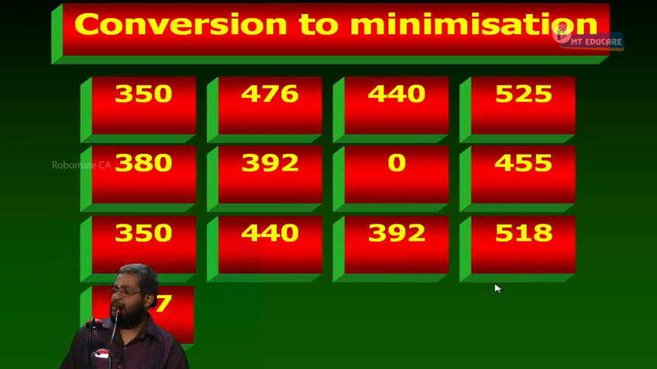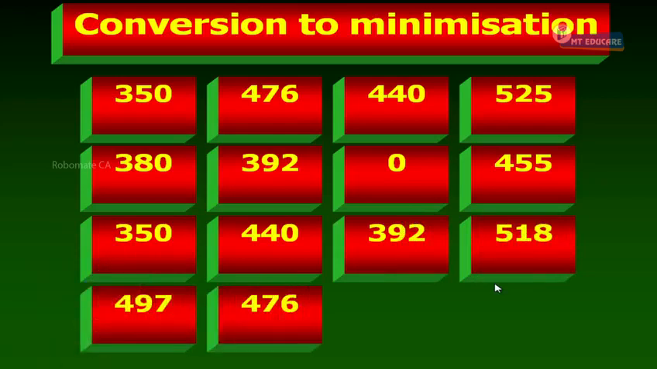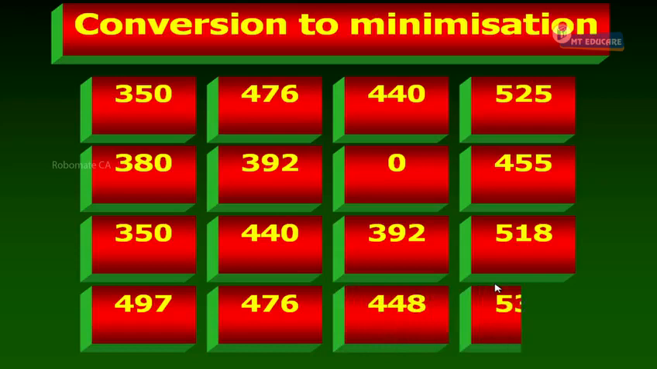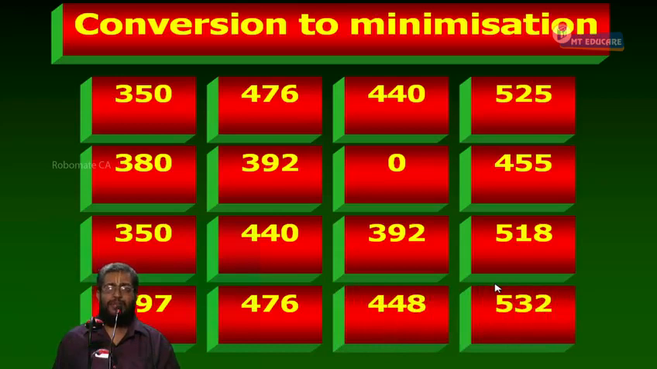Last it is 497, 476, 448, 532. What I did, I took the highest number in the entire matrix and reduced all the numbers from it. Now tell me, is this a profit matrix or a regret matrix? Regret matrix. By not being able to attain 560 rupees profit, these are all the amounts I regret. If I minimize my regret, I can maximize my profit.